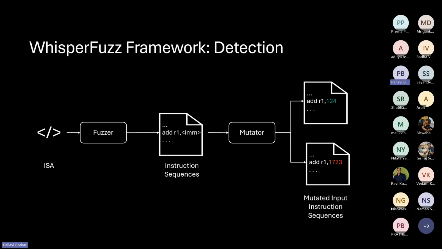So for the detection, first the ISA of the processor, for example, if we have a RISC-V processor, the RISC-V ISA is given as an input to the fuzzer. For our tool, we just used an off-the-shelf fuzzer. This fuzzer then generates various instruction sequences. These instruction sequences are then given to an operand mutator. This operand mutator mutates all the immediate operands and addresses and so on, which are present in the instruction sequences to generate a huge range of mutated input instruction sequences. Let us just take a look at two of such sequences.